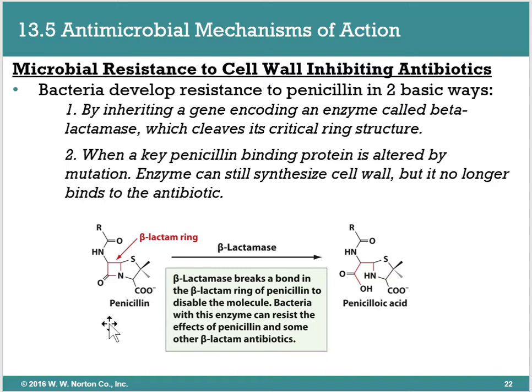The second one is where the penicillin binding protein is altered by a mutation. With that, the enzyme will still be able to synthesize cell wall because it doesn't bind the antibiotic anymore, meaning penicillin can no longer act on the bacterial cell. So if penicillin cannot bind, then the bacteria can still produce its cell wall, and then it can still cause infection.